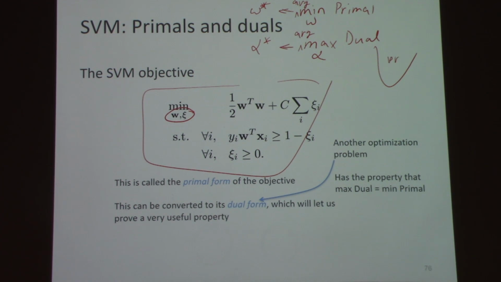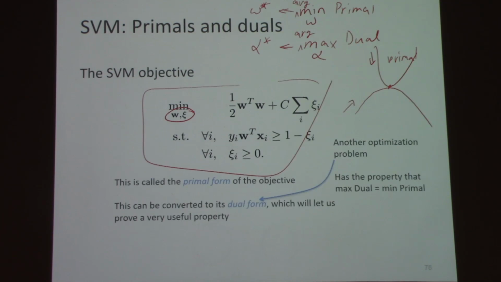This is the primal going down. The dual might look something like this. You're climbing a hill, and these two points are the same. The maximum height of the dual is the minimum depth of the primal. So for every primal problem, you can convert it to a dual, and there are standard ways of doing that.